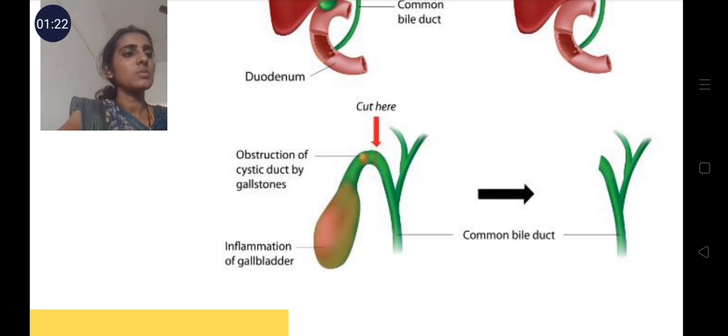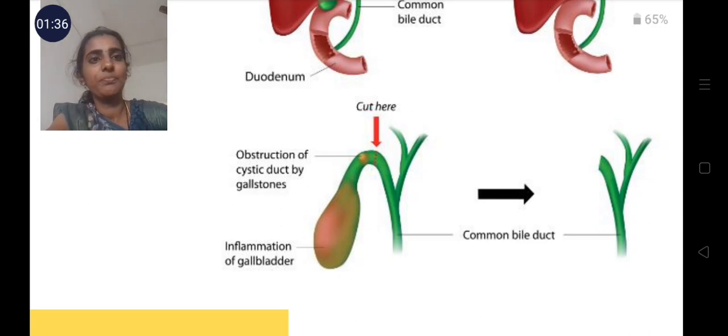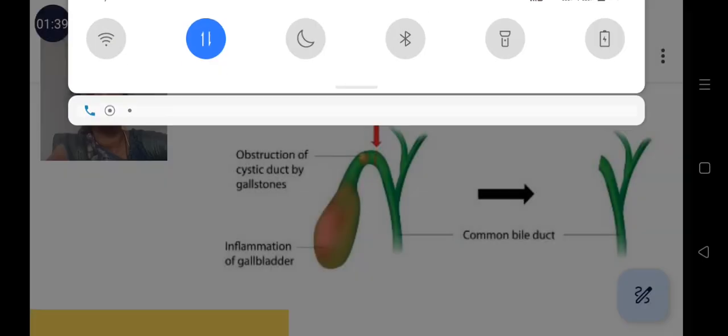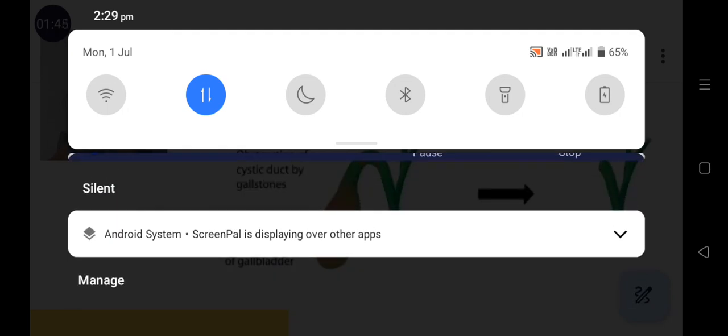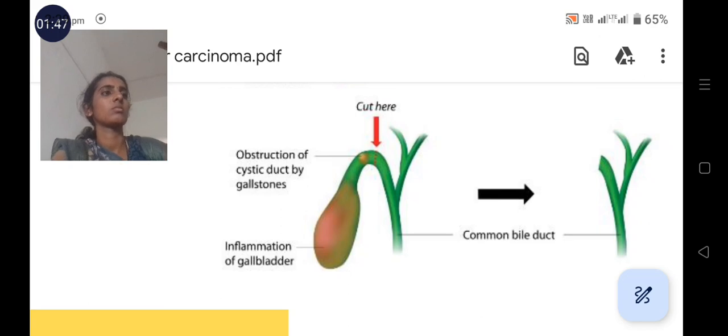There are two types of surgery. One is open, another one is the laparoscopic method. The open is the traditional method, that means the older one. In the open method, one incision about 4 to 6 inches long is made in the upper right side of your belly. The surgeon finds the gallbladder and takes it out through the incision.